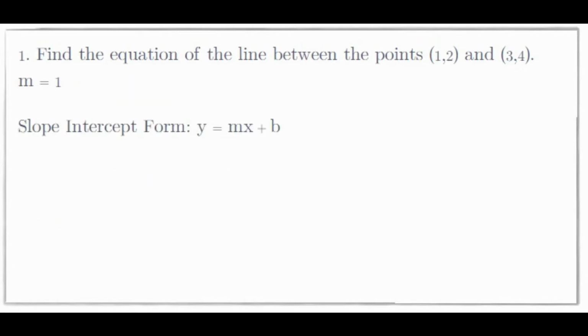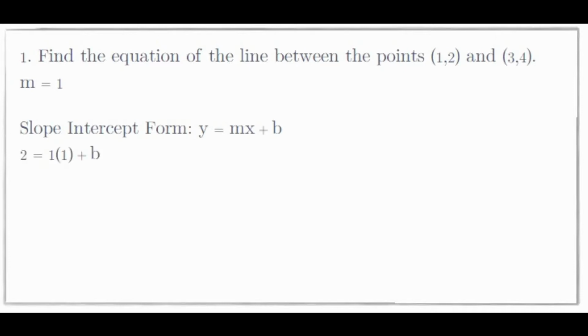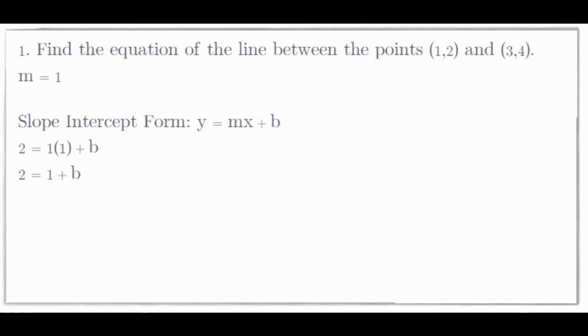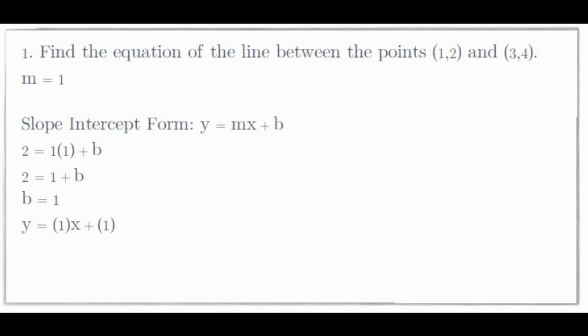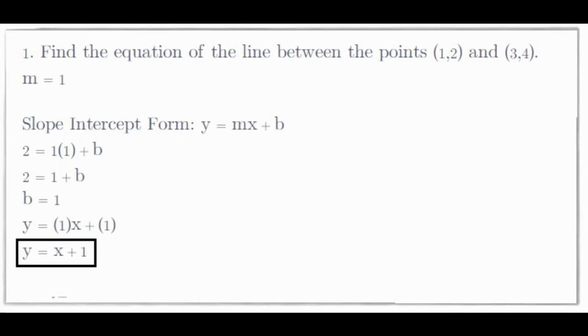If we instead wanted to use slope-intercept form, y equals mx plus b, we would use 1 point to solve for b. So we would say that 2 equals 1 times 1 plus b, so b equals 1, and then we would rewrite with the slope and y-intercept plugged in, so we would have y equals x plus 1. Either way, you get y equals x plus 1. Pick whichever method you prefer.